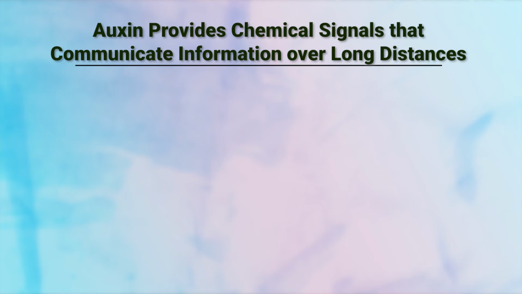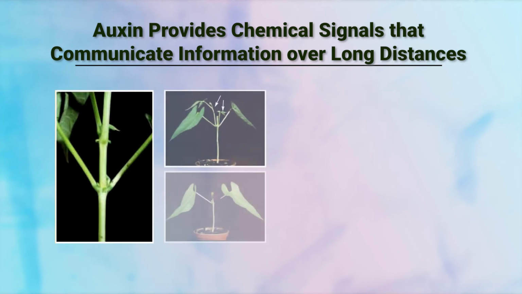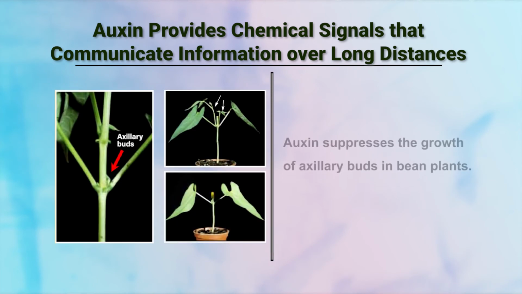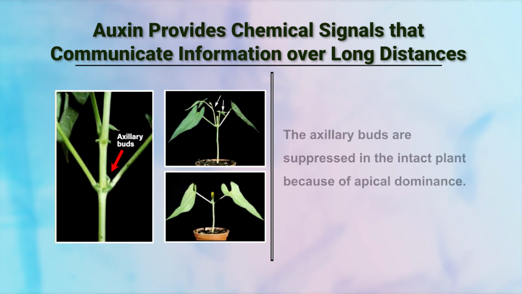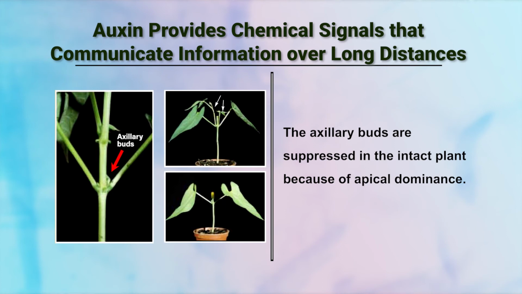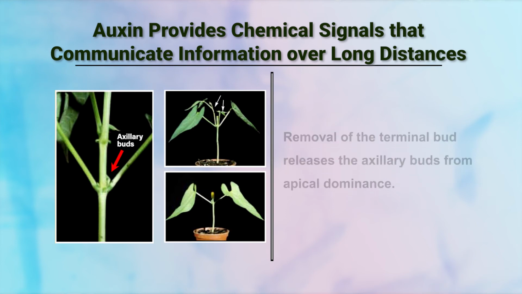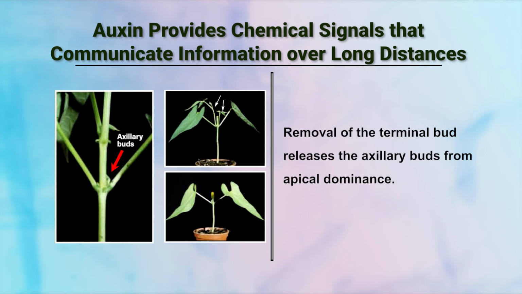Another important physiological effect of auxin is apical dominance. As you can see here, the axillary buds don't grow. This is due to the flow of auxin from the terminal buds to the axillary buds, where auxin inhibits their growth. Thus, if the terminal buds are removed, the apical dominance will be lifted. Consequently, the axillary buds will start to grow.